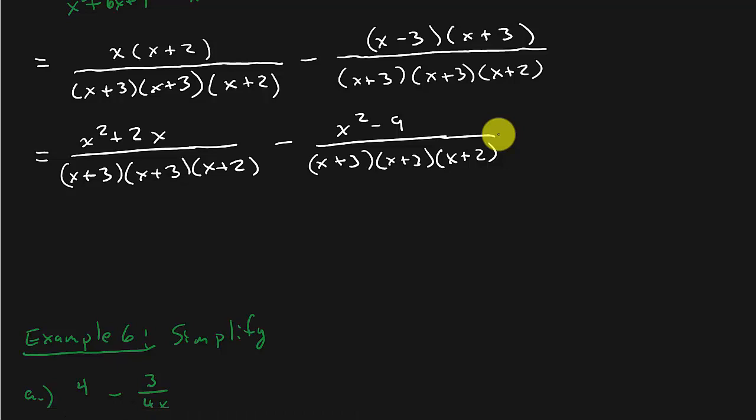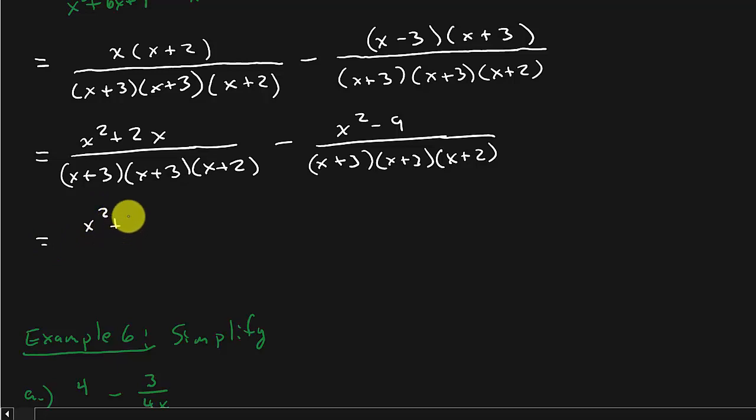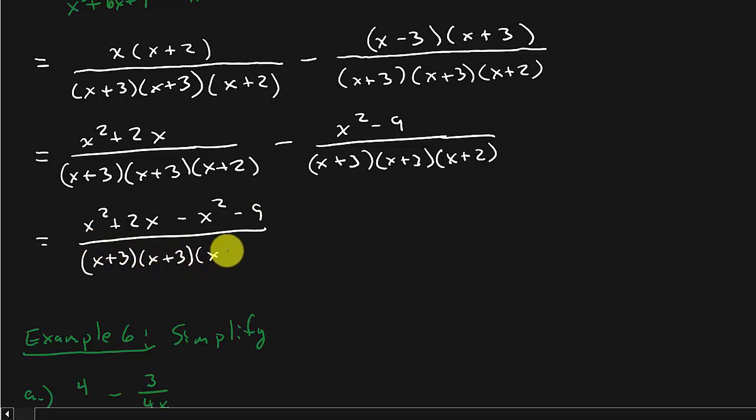So now let's subtract the numerators and put it over the common denominator. So that's going to give me x squared plus 2x minus x squared minus 9 over x plus 3, x plus 3, x plus 2. Now, can you see where my mistake is? Pause the video and look at this step right here and see if you can see where I went wrong.